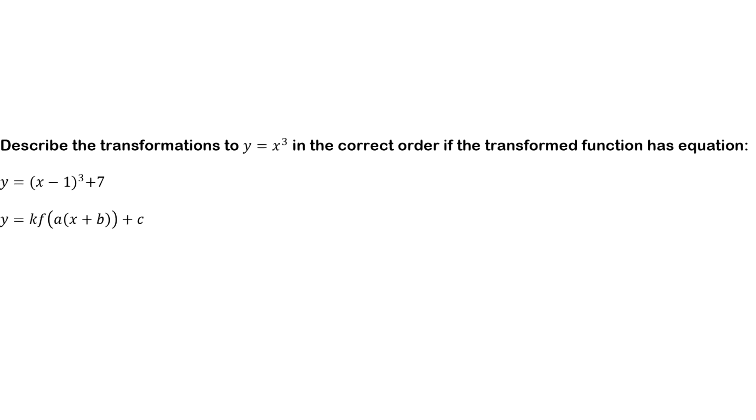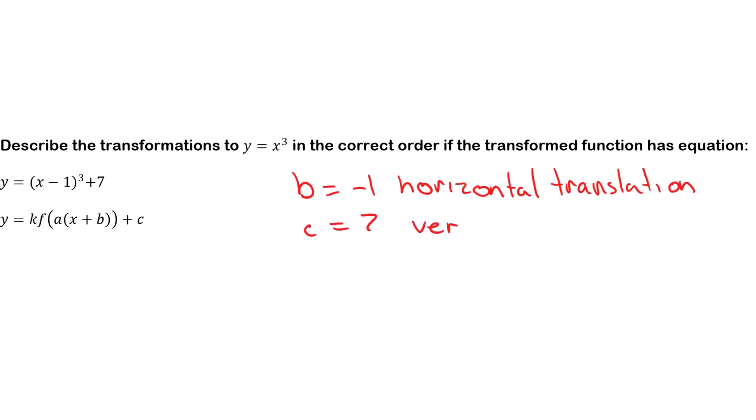Describe the transformations to y equals x cubed in the correct order if the transformed function has the equation as seen there. I start by writing what we know. We know b equals -1, and that is a horizontal translation. We also know that c equals 7, which is a vertical translation.